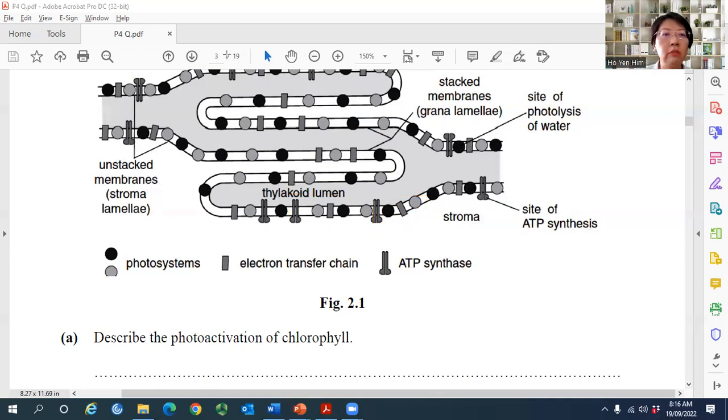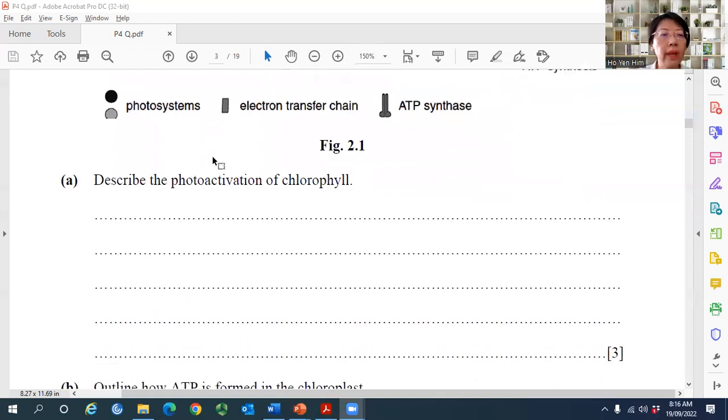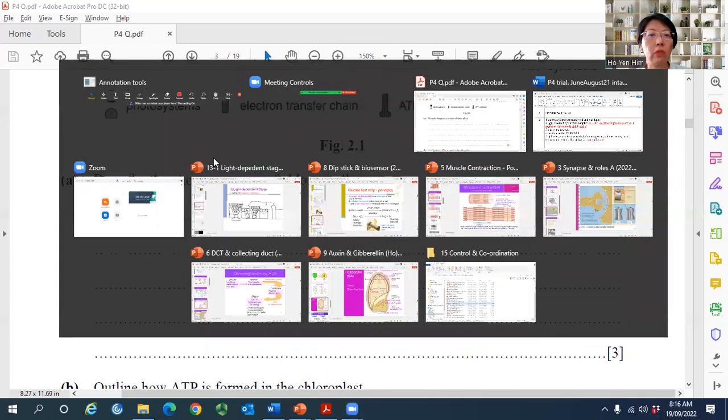followed by stalked particle. So A, describe the photoactivation of chlorophyll, 3 marks. Describe the photoactivation of chlorophyll. So look at the answer.